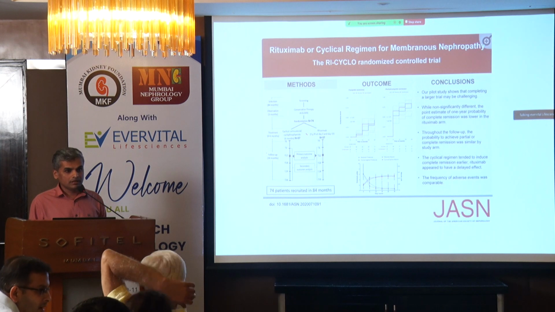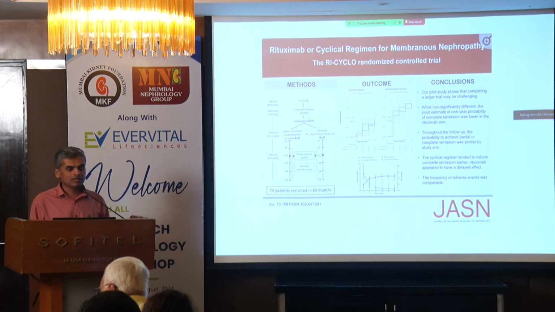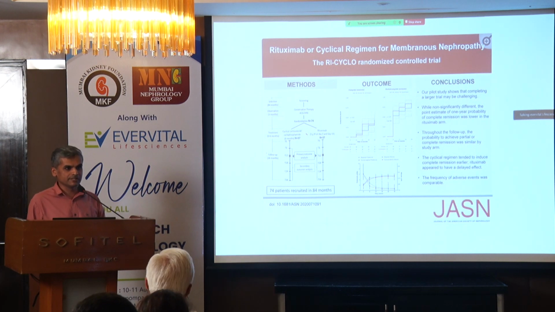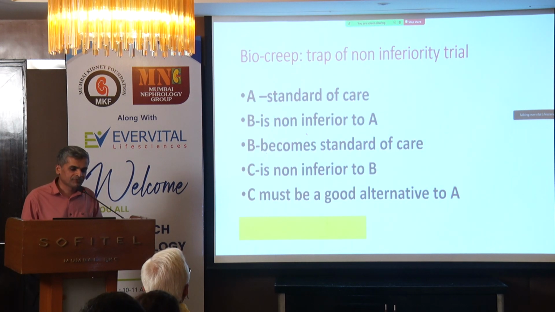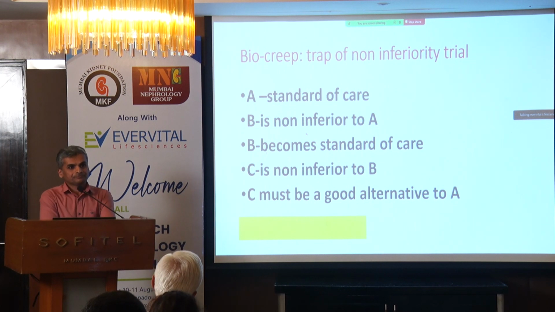We would have loved to have a standard of care comparator for high-risk membranous. The standard of care for membranous, by the way, would be no immunosuppression in most patients, and in many patients as first line. But in patients requiring immunosuppression, the comparator would have been cyclophosphamide and corticosteroid. And in this trial, which was not a very large trial, it wasn't realized that it was a very toxic standard of care. This is the problem with non-inferiority trials, what is called biocreep.